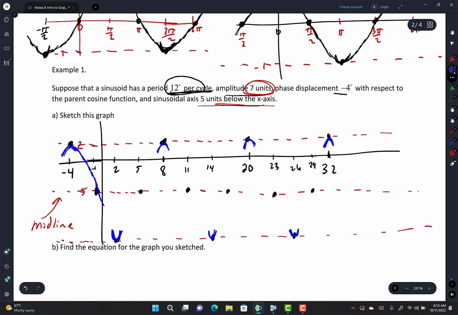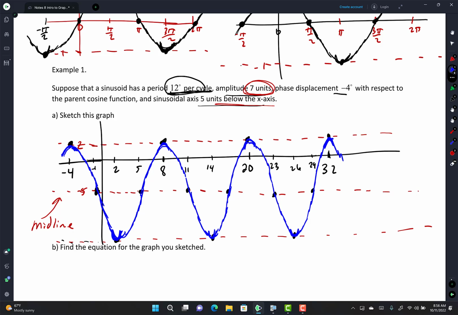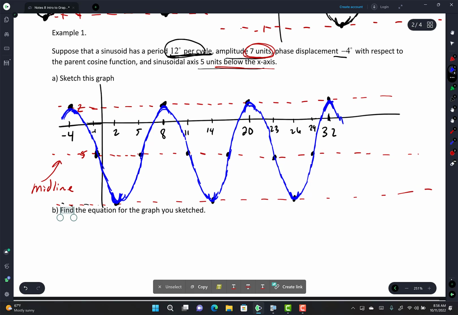Concave down, concave up. If you have to fix your concave up, concave down from your bowls that you have at the max and mins, that's fine. And check it out. There it is. How do you feel? All right. Don't worry, guys. We're almost done.